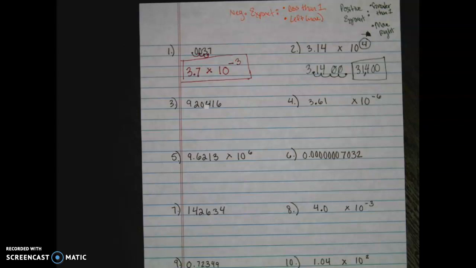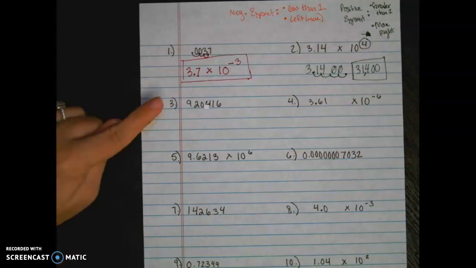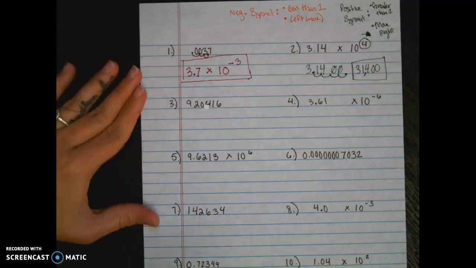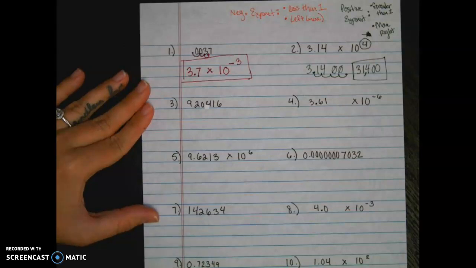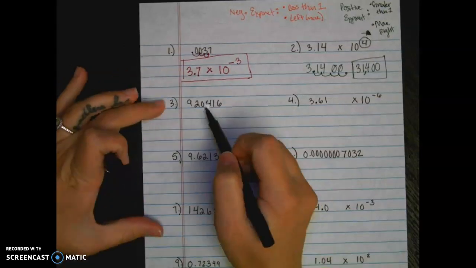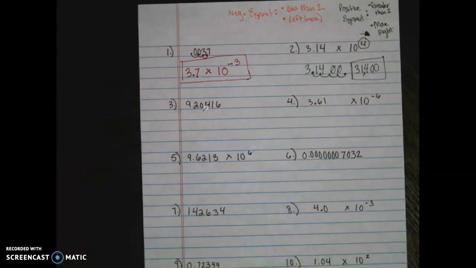All right. Let's move to 3. So far, so good? Still questioning? Let's move to 3. I'll show you. Since there is no comma, I had to draw a comma to make this a full number.